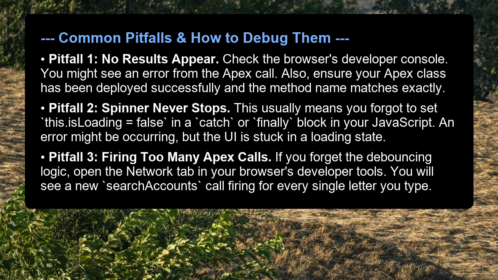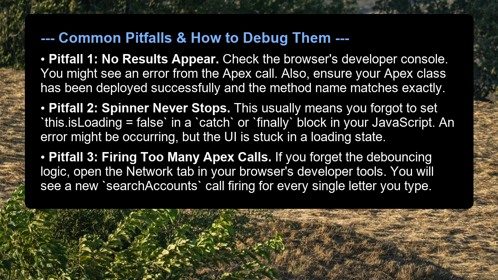Common pitfalls and how to debug them. Pitfall 1: no results appear. Check the browser's developer console. You might see an error from the Apex call. Also, ensure your Apex class has been deployed successfully and the method name matches exactly.